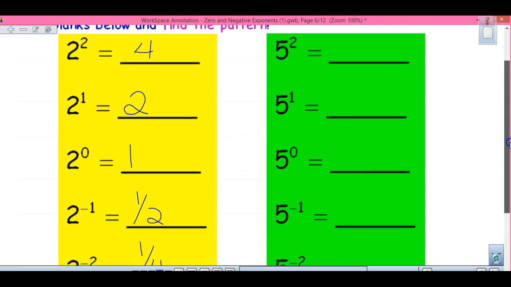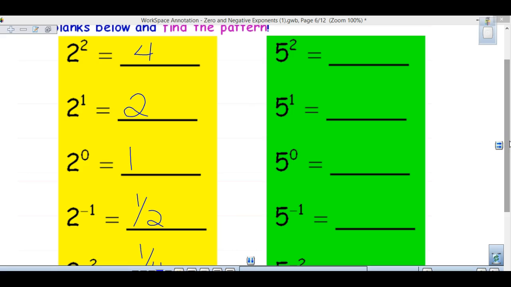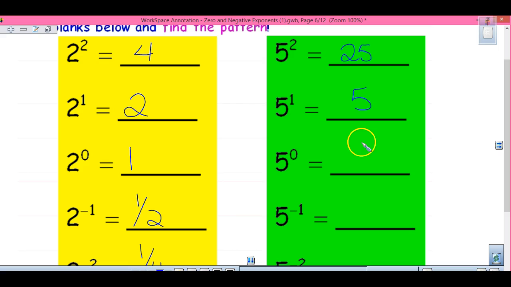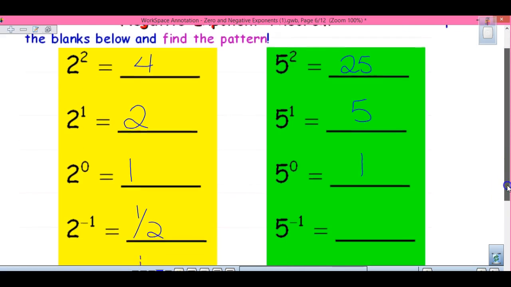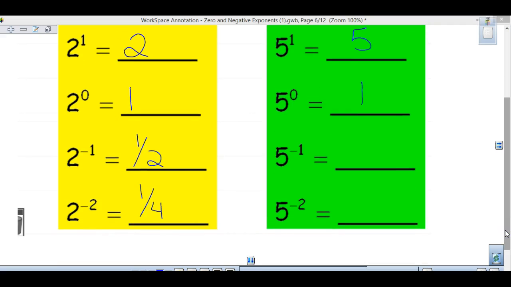Okay, so 5 squared gives us 25. Come on, guys. We got to get used to these exponents. It doesn't mean just multiply. Okay, 5 to the 1st is? 5 to the 0 is? 1.